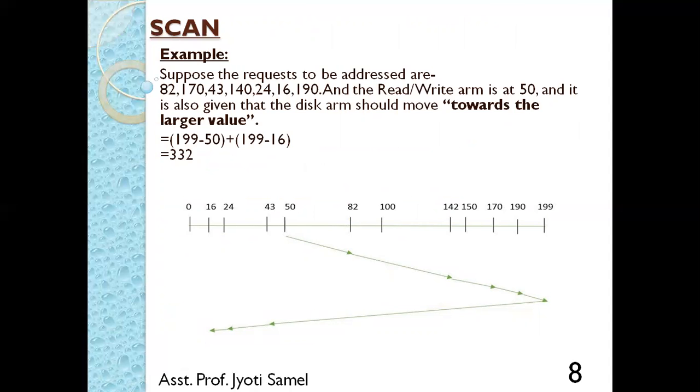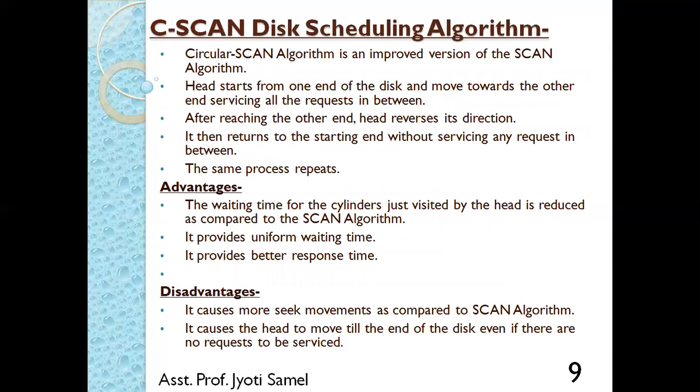We will move ahead with C-SCAN. C-SCAN is known as circular scan. The circular scan algorithm is an improved version of the SCAN algorithm. The head starts from one end of the disk and moves towards the other end, servicing all the requests in between. After reaching the other end, the head reverses direction, but it will not serve requests in between.